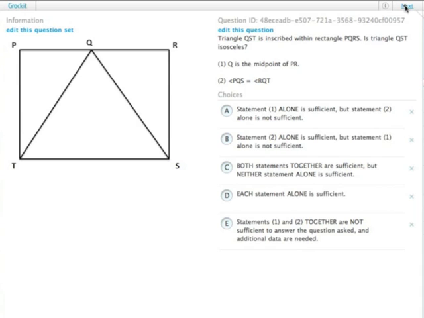Triangle QST is inscribed in the rectangle PQRS. Is triangle QST isosceles? Statement 1 tells us that Q is the midpoint of PR. So whatever this is, we know that these two lengths are the same.